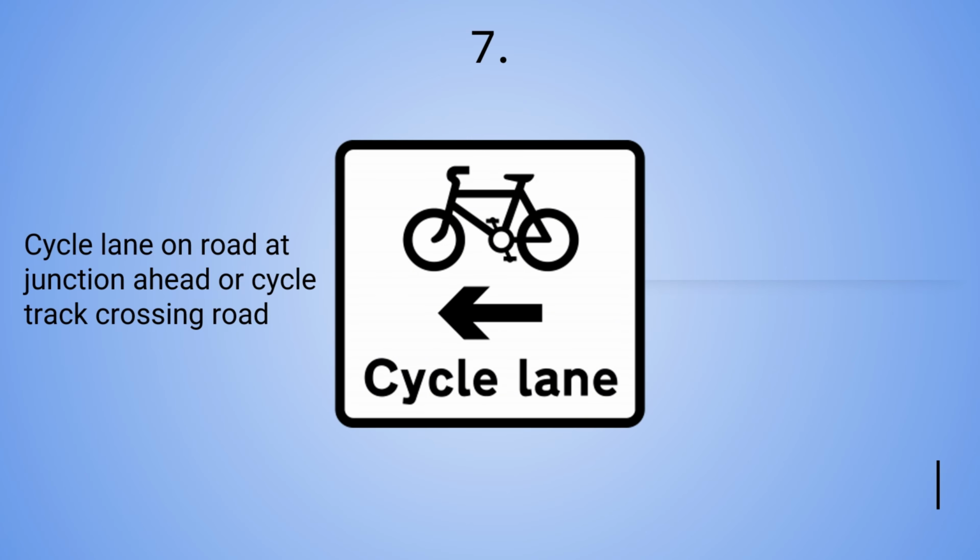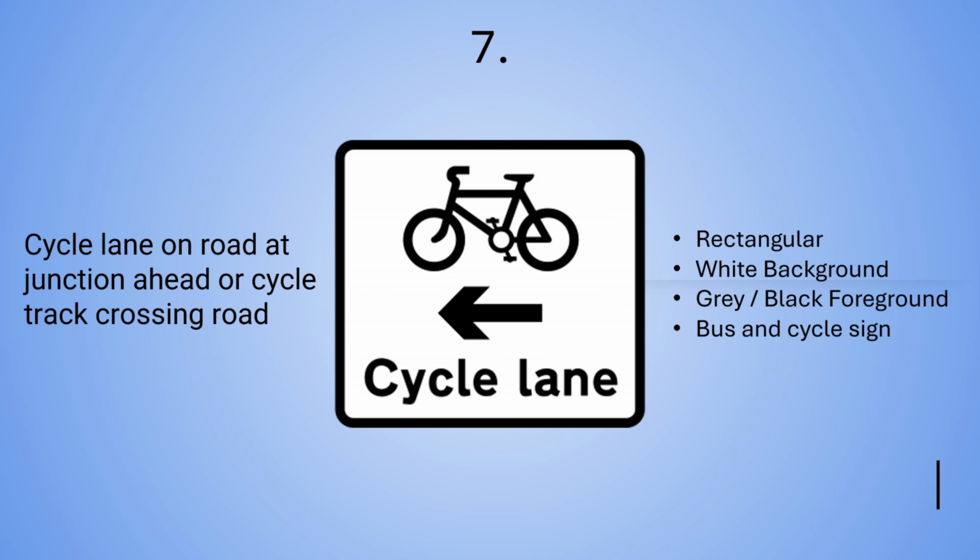Sign number 7. This sign means a cycle lane on road at junction ahead, or cycle track crossing road. It's rectangular in shape on a white background with a gray or black foreground, and this is a bus and cycle sign. You can see on this sign that you've got the bicycle on the top, and then you will point the arrow towards the cycle lane. So in this case, on this particular sign, you will point ahead.